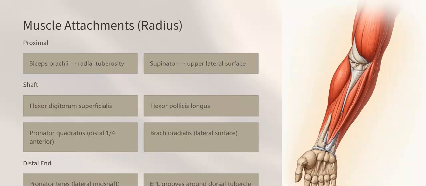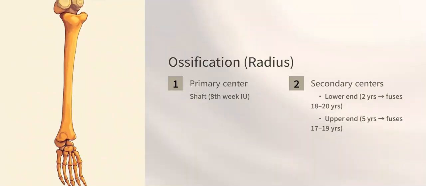D. Muscle attachments. Proximal: biceps brachii, supinator. Shaft: flexor digitorum superficialis, flexor pollicis longus, pronator quadratus, brachioradialis. Distal: pronator teres, extensor tendons around dorsal tubercle. E. Ossification. Primary center in the shaft at the 8th week intrauterine. Secondary centers: lower end appears at 2 years, upper end appears at 5 years.